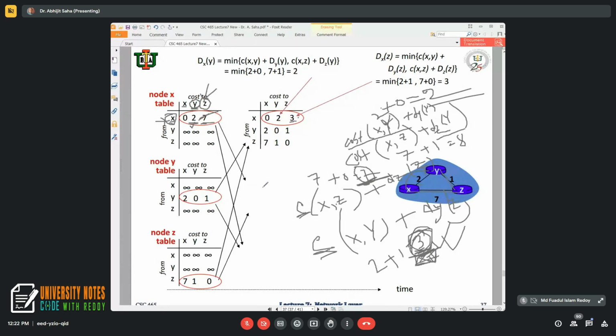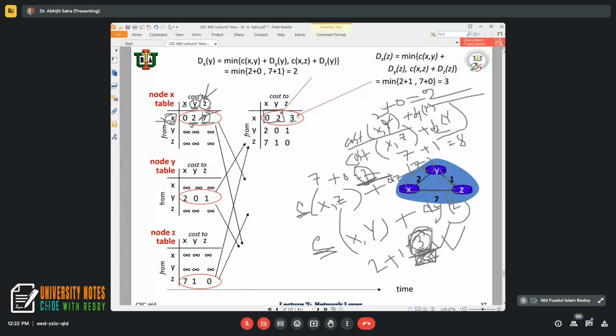Yes, sir, I understand. Right. So here the cost that is given is the updated one, isn't it, sir? Before this it was 0 2 7, and after the update it is 0 2 3. Right. There is no change with these two values because these are already the minimum cost, right?